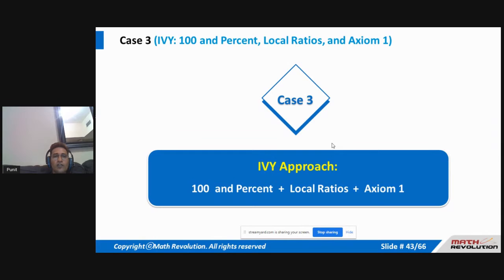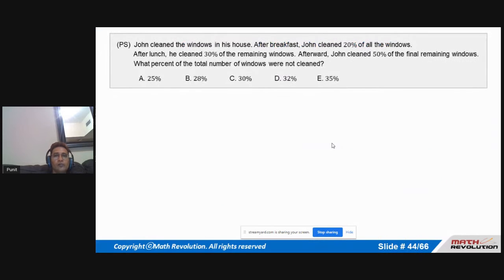Let's go on to the next question, which will have 100 percentage, logical ratios and axiom 1 application. Just pay attention if there happens to be the need of a complementary or maybe a separated 2 by 2 table, because many times it is not that much revealed. So we need to infer and deduce it.